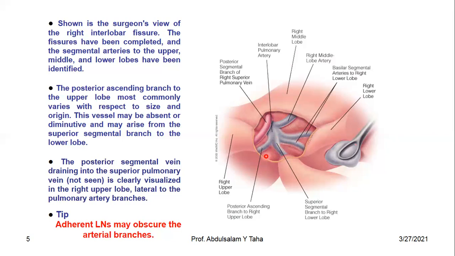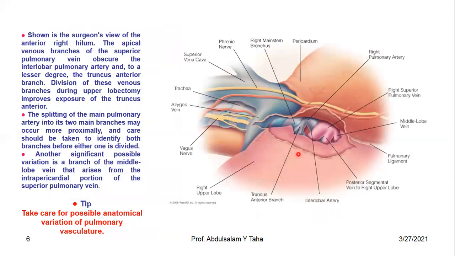During the interlobar dissection, we may face lymph nodes which are adherent and may obscure the arterial branches, especially when we have a chronic inflammatory process like tuberculosis, bronchitis, etc. The lymph nodes may have the appearance of a blood vessel. Therefore, they should be dissected carefully until the underlying arterial branches are found.